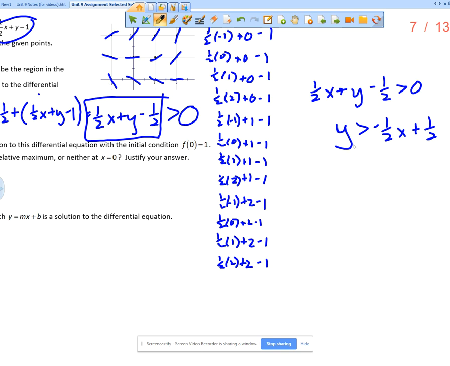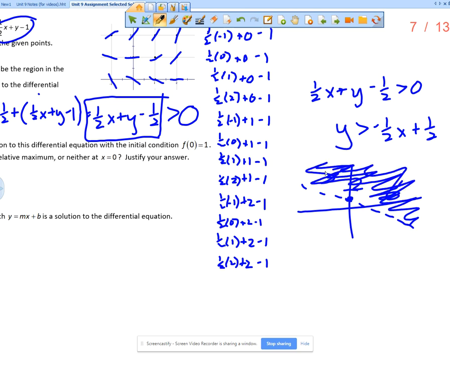So if I just move that other stuff, what is that? Well, that's actually a linear inequality, isn't it? y is greater than negative 1/2 x plus 1/2. So y equals negative 1/2 x plus 1/2 is a line with a slope of negative 1/2 and a y-intercept of positive 1/2, right? So it looks something like this. But if y is greater than that, then that line would be a dotted line, right? And we would shade everything above that.